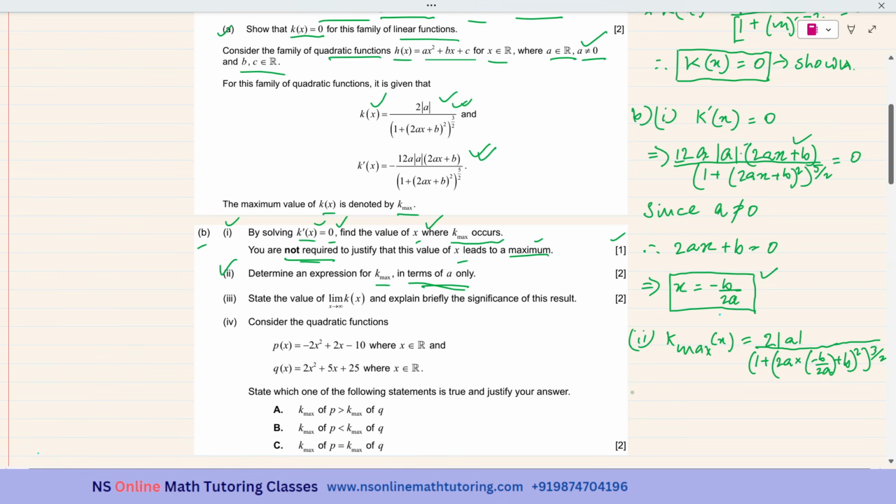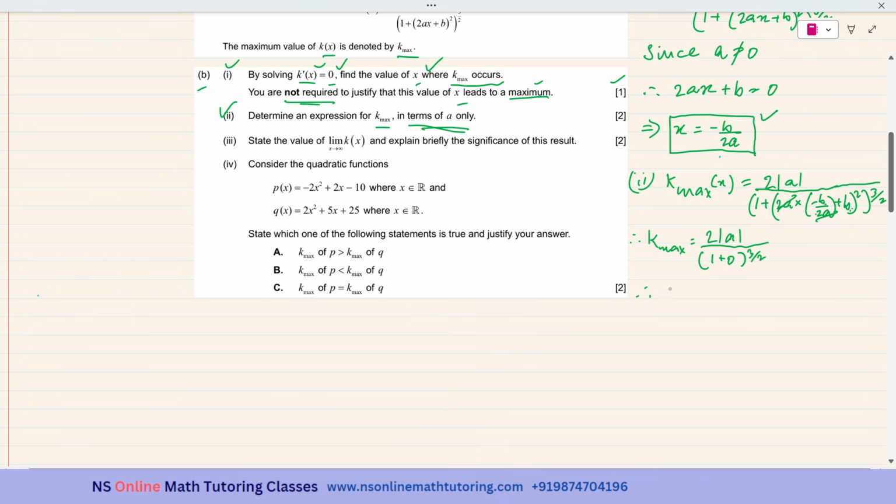Okay, so therefore k max is equal to 2 times absolute value of a, and these two will be getting cancelled. So this will be minus b plus b is 0. So 0 square is 0. So this is 1 plus 0 raised to the power of 3 over 2, and therefore k max, 1 raised to the power 1 plus 0 is 1. So 1 raised to the power of 3 over 2 is 1. So k max is equal to 2 times absolute value of a.